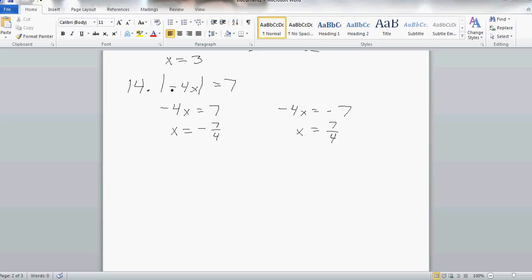And quickly checking, negative 4 times negative 7/4 is 7. Absolute value of 7 is 7. Now 7/4. Negative 4 times 7/4 is negative 7. Absolute value of negative 7 is 7. And so it all works.